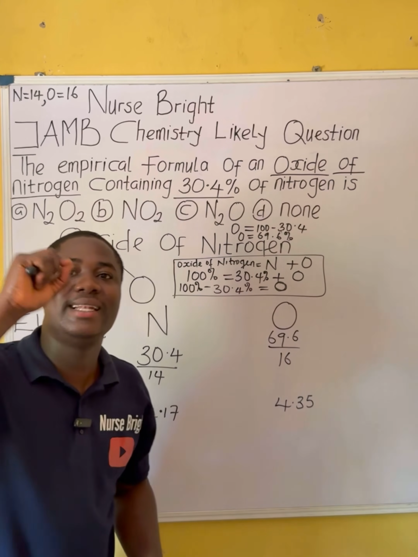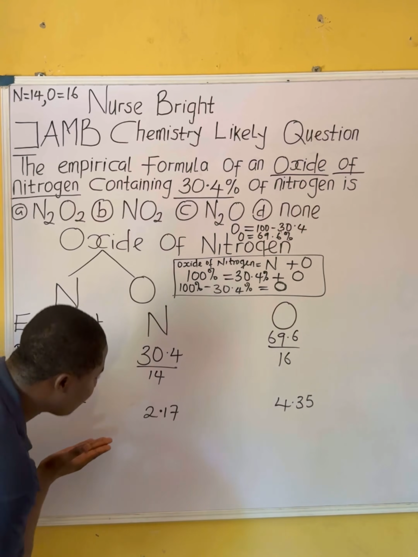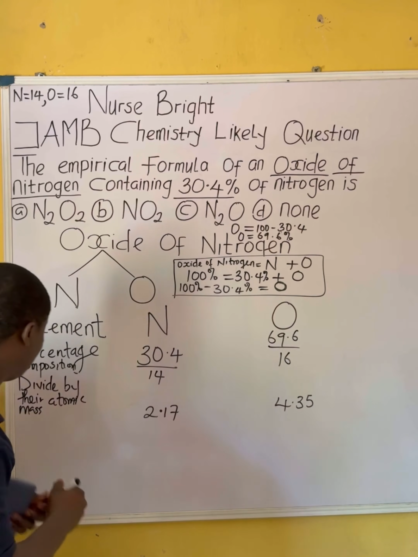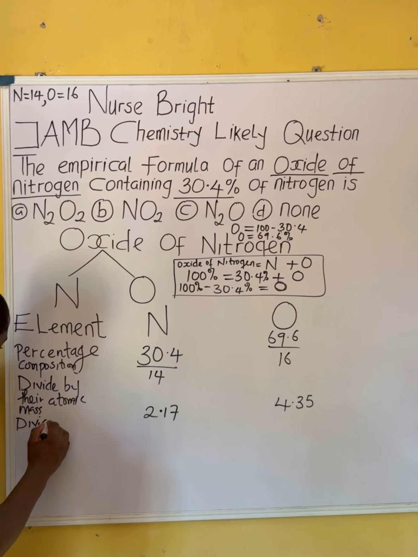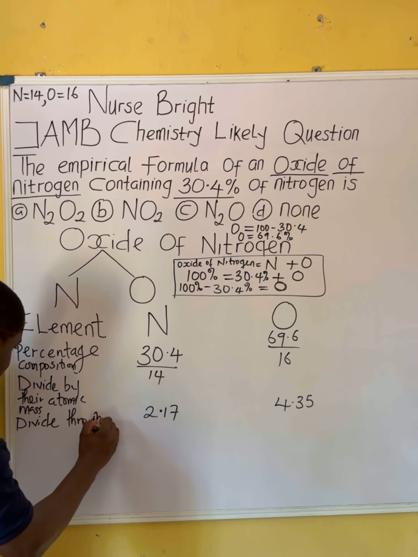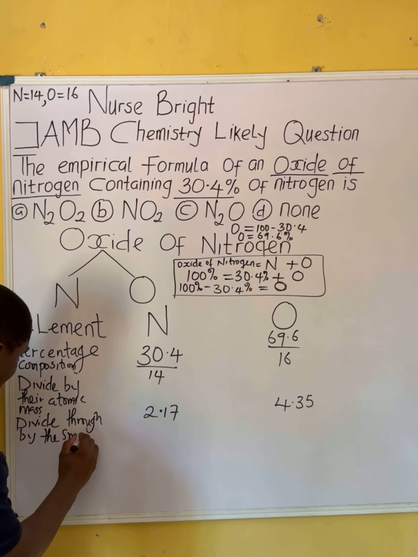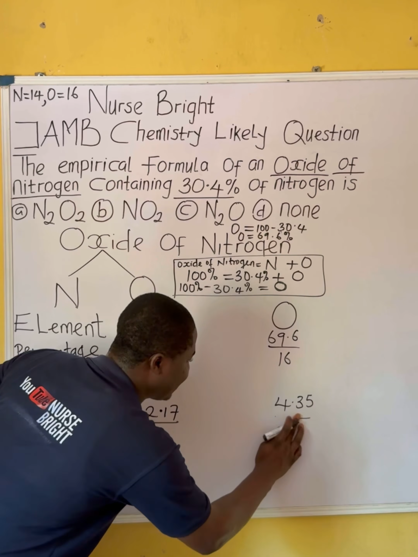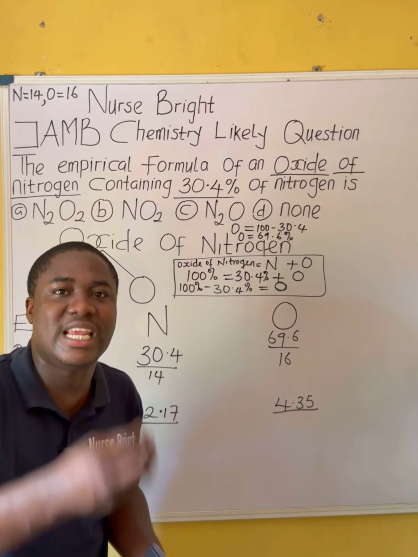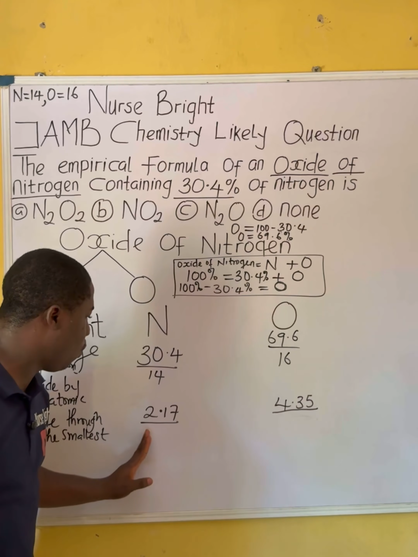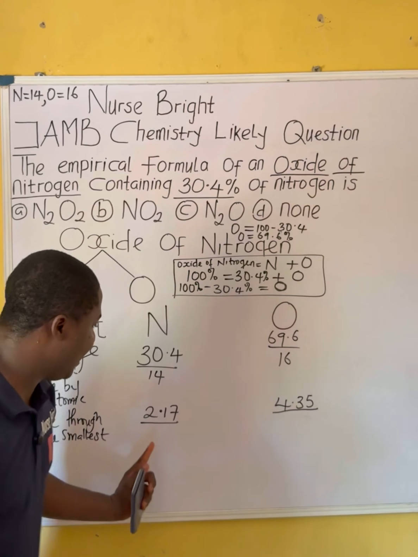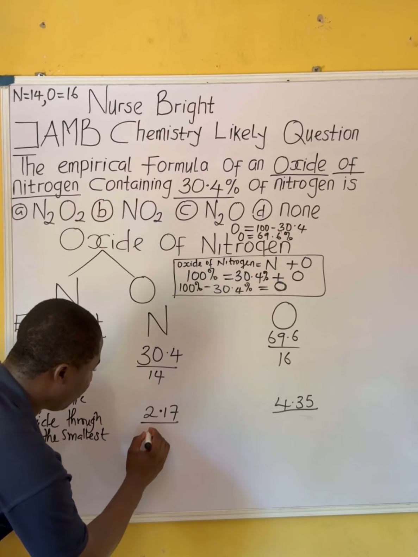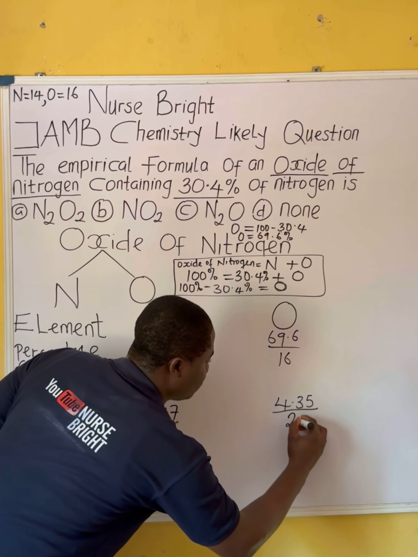So guys, moving further, listen and listen well. After you've done this, the next step to take is to divide through all of these numbers by the smallest. So look at this. So divide through by the smallest. All right, the smallest value. So what then happens? You now look at these two values, all right, and try to identify the number that is the smallest. So 2.17, 4.35, which is smaller? It is 2.17. So you divide both of these values by the smallest number, which in this case is 2.17 and 2.17.